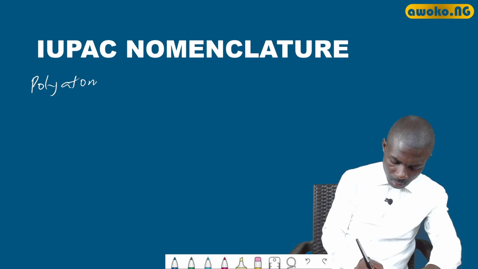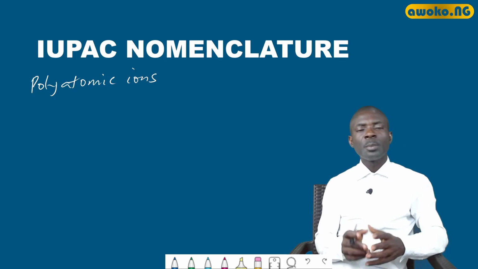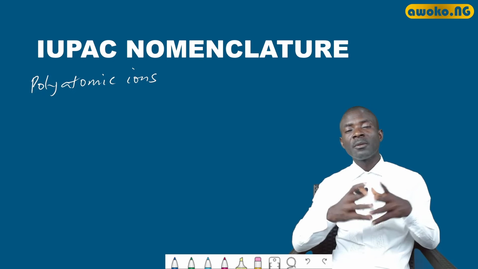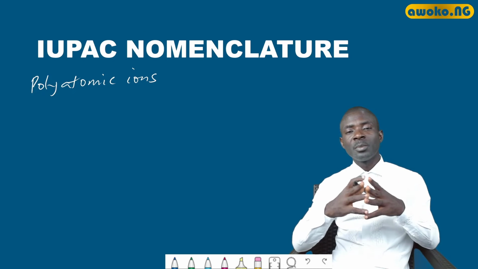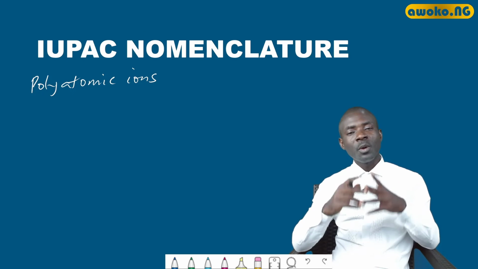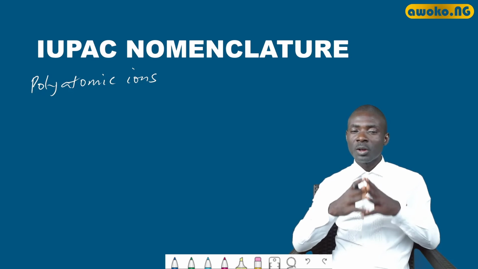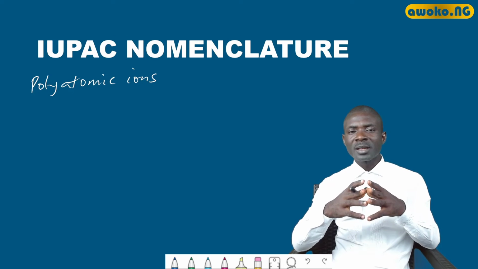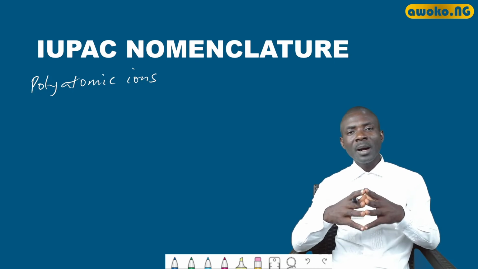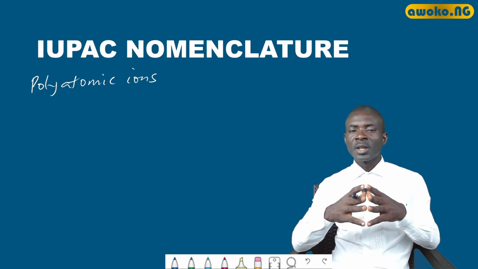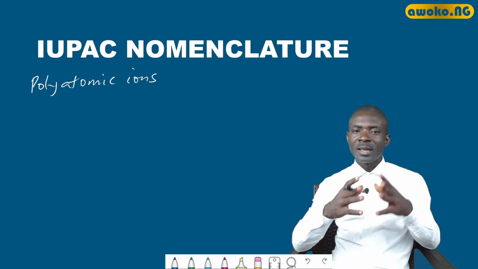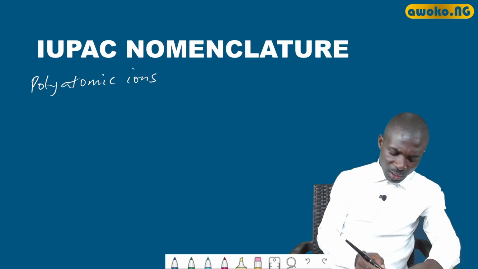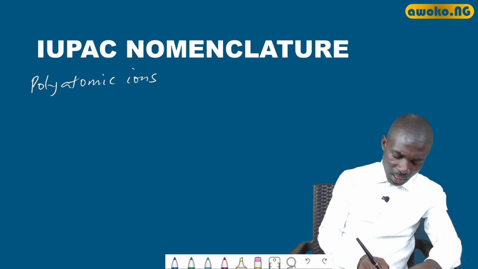Polyatomic ions. Of course, we say polyatomic ions are compounds that are made up of 3 elements or more, that is, more than 2 elements. And one of the elements is usually oxygen. So how do you name polyatomic ions? In naming polyatomic ions, you name the metal first, followed by the number of atoms of oxygen, before you name the central element.